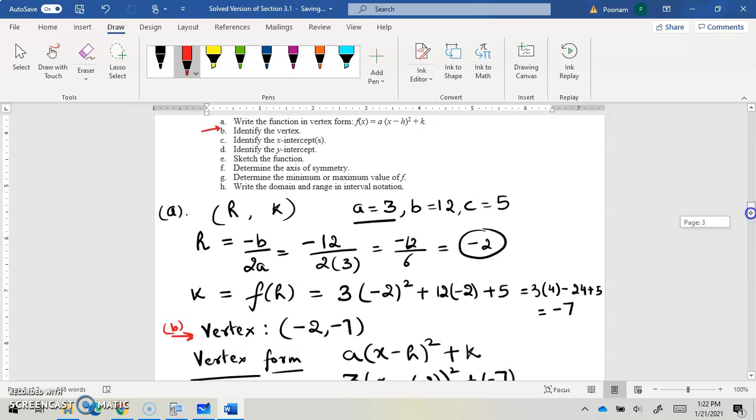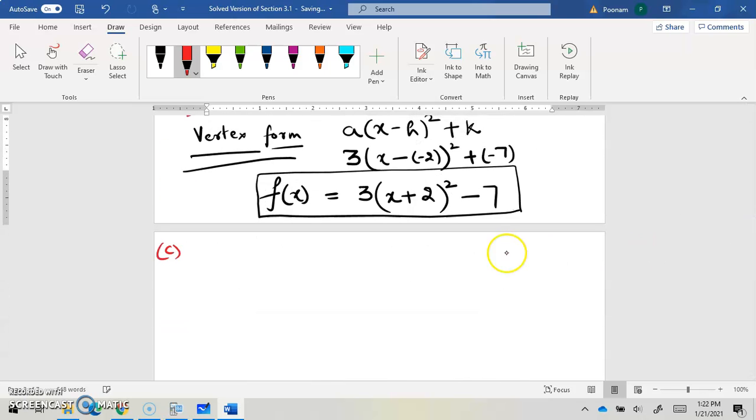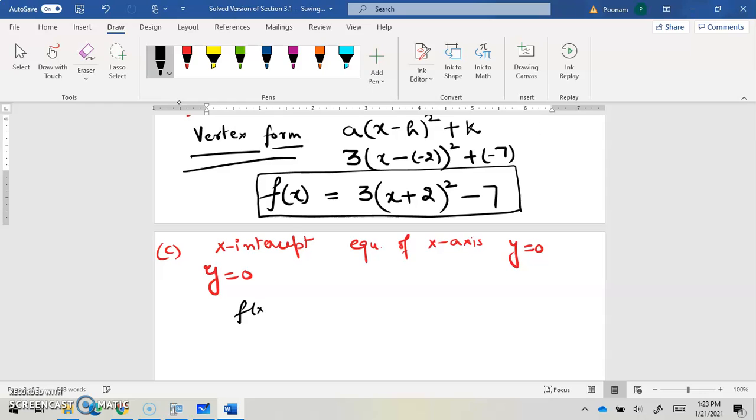Identify the x-intercept. What does x-intercept mean? X-intercept means where the given function intersects the x-axis. The equation of the x-axis is y is equal to 0. So we have to put y equal to 0 to find the x-intercept. That means basically the function is equal to 0. So 3 times x plus 2 whole square minus 7 equal to 0. We have to find the x value here.